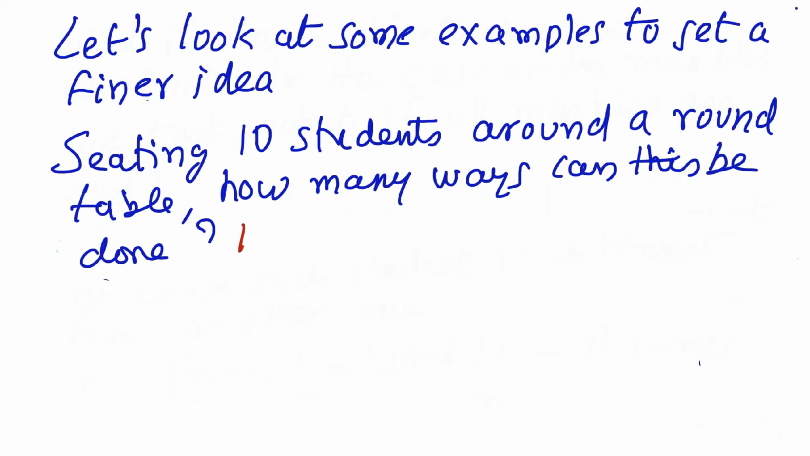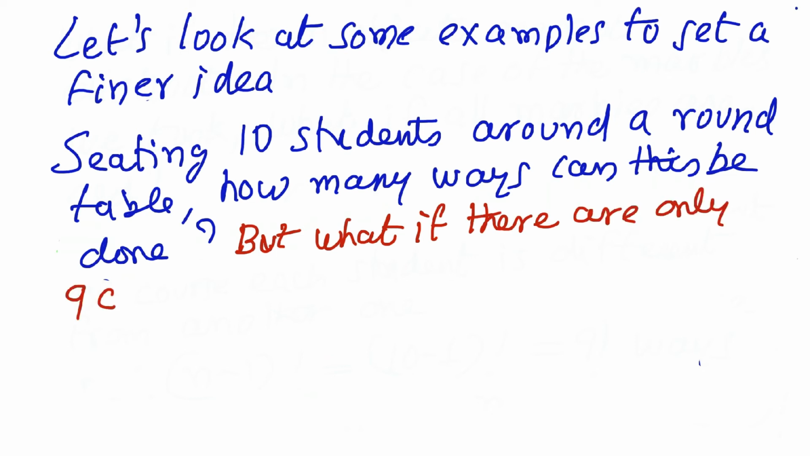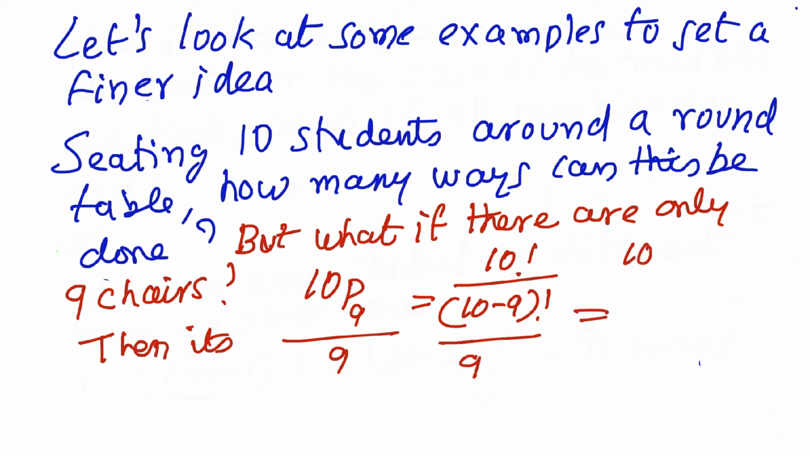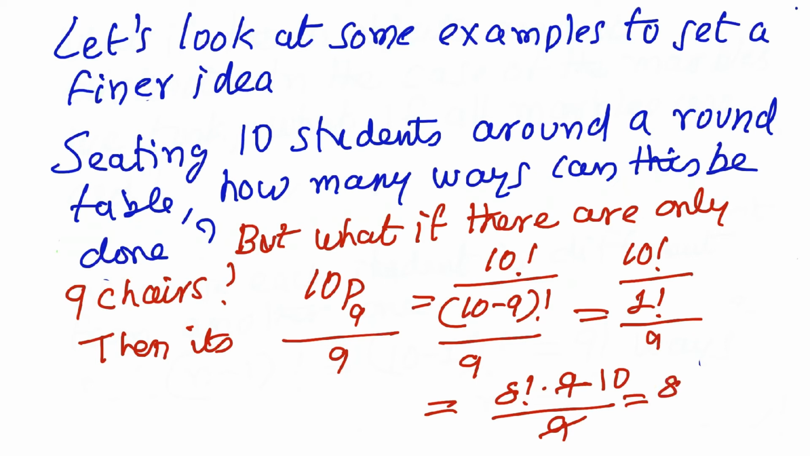And let's bring in an interesting twist here. Suppose to seat these 10 students, there aren't enough seats. There aren't enough chairs. So what if there are only 9 chairs for these 10 students? Then it will be 10P9 by 9. That of course will be 10 factorial by (10 minus 9) factorial by 9. And that of course will be 10 factorial by 1 factorial by 9, and 1 factorial of course is 1. So it will be 10 factorial by 9. And that can be written as 8 factorial times 9 times 10 by 9. Cancelling 9, we get 8 factorial times 10 ways.